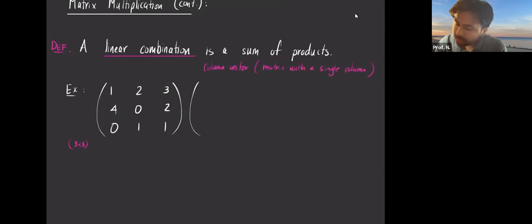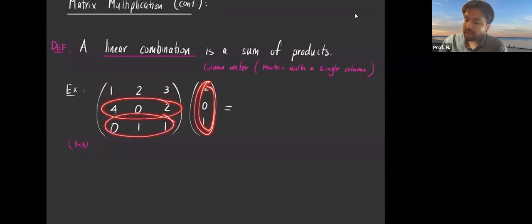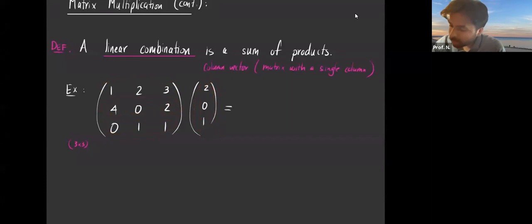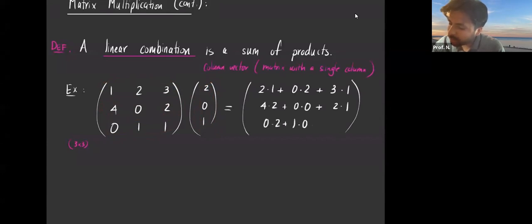So then let's say I call this, I don't know, 201. So how do we multiply this out? We know, right? Row 1, column. Row 2, column. Row 3, column. And what I want to show you guys, this is 2 times 1 plus 0 times 2 plus 3 times 1. That's the first entry. The second entry will be 4 times 2 plus 0 times 0 plus 2 times 1. And then we get 0 times 2 plus 1 times 0 plus 1 times 1.